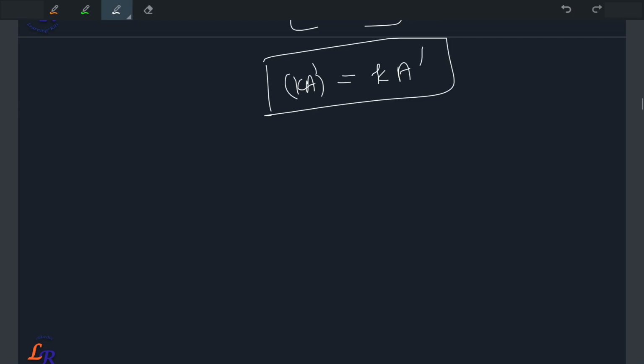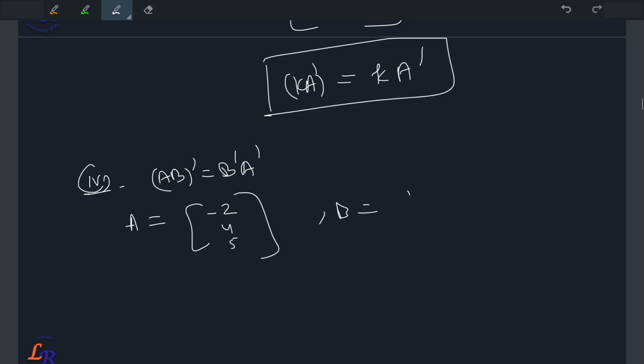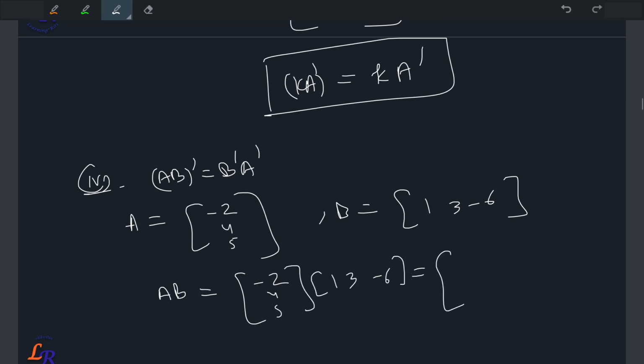Now let's have a simpler proof for the fourth one, which says that A B dash is equal to B dash A dash, right? So let's say you have a column matrix A, 2 4 5, and B is a row matrix, 1 3 minus 6, right? Now you take the product. I'm just taking very simple values because it is easier to get the product. So you get minus 2 minus 6 12, 4 12 minus 24, 5 15 minus 30, right? You just multiply with this.